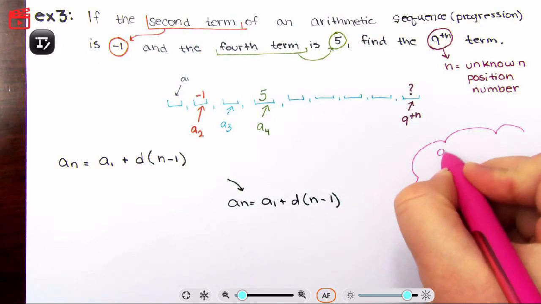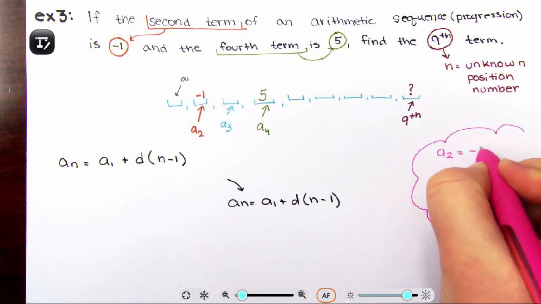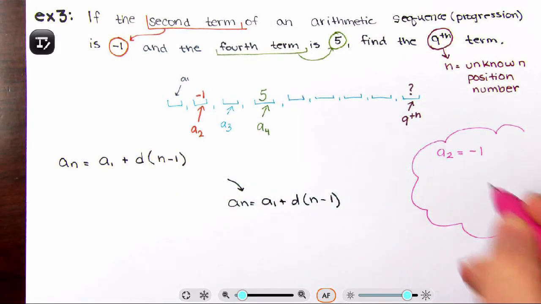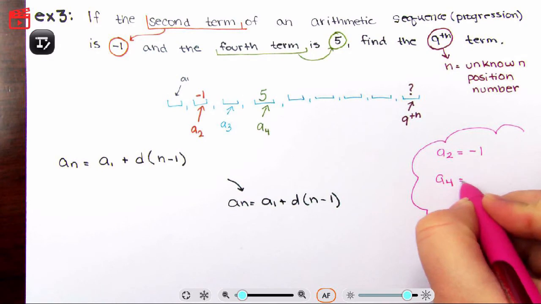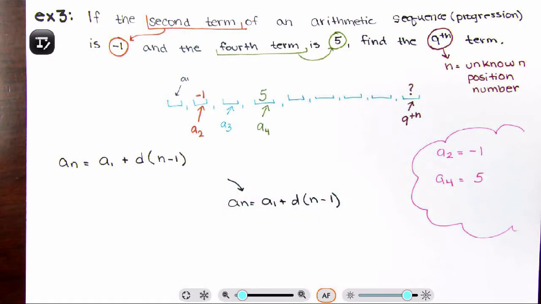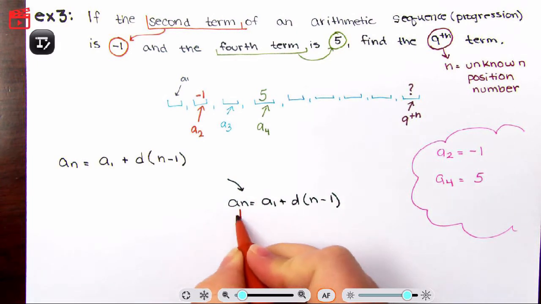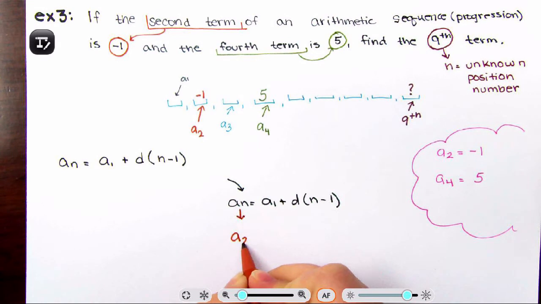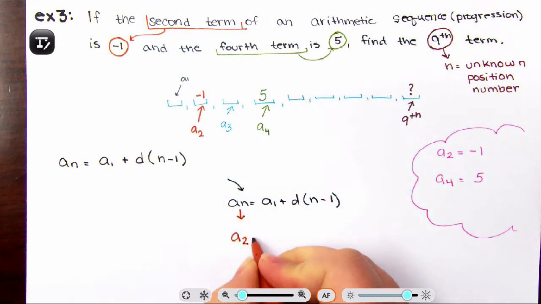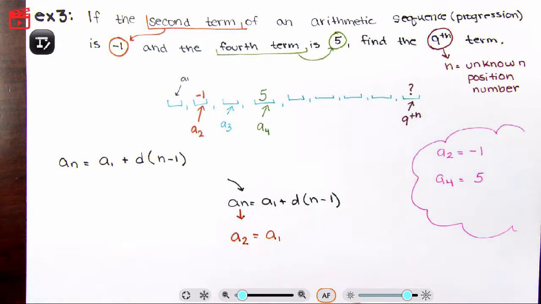I know that a sub 2 is equal to -1. And I also know that a sub 4 is equal to 5. That's what they told me. That's what's given. So when I'm looking at my equation, I'm going to write that I do know what a sub 2 is. I still do not know what a sub 1 is.